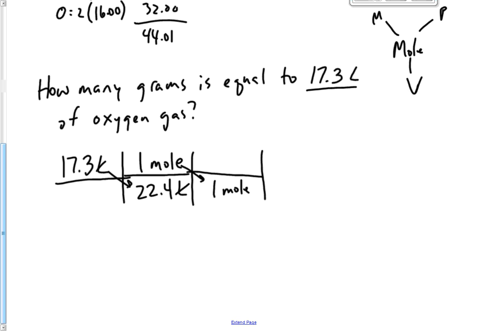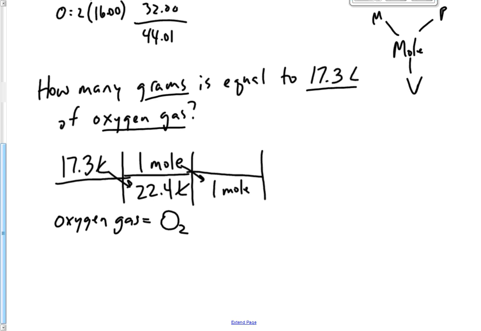And then what do we ask for? We're asked for grams of oxygen gas. You cannot just put 16 there, even though that is the mass of oxygen. That is the mass of one atom of oxygen, or 1 mole of atoms of oxygen. But oxygen gas is not just 1 oxygen, it is 2.